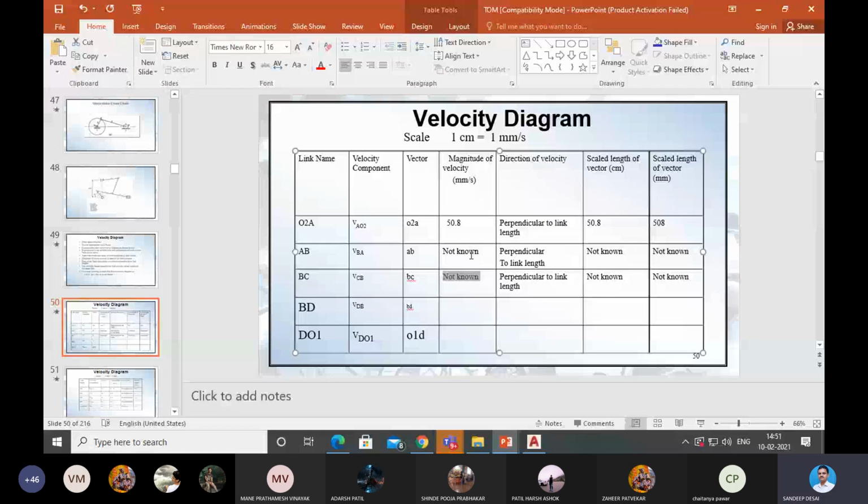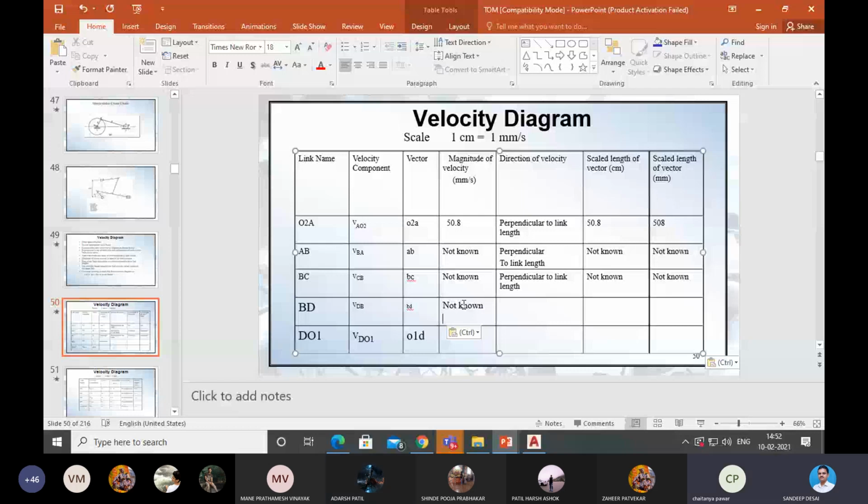velocity of link AB is known or not known? Patkan sanga. Known or not known? Velocity of next link AB is known or not known? Not known. Velocity of link BC is known or not known? Not known. Velocity of BD known or not known?